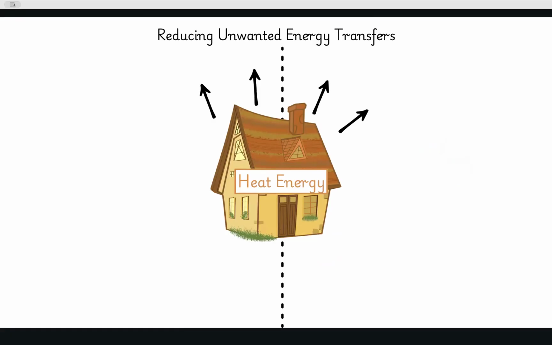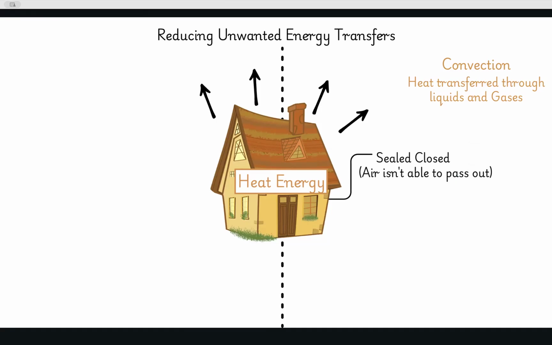Now, first of all, we need to remember that we want the house to be sealed or closed so that air is not able to pass out. Windows should be closed, the door should be closed. Overall, it should be like a sealed container. We also need to know what convection is. So convection is the heat transferred through liquids and gases, and because of convection currents, which are through fluids, energy can be transferred.